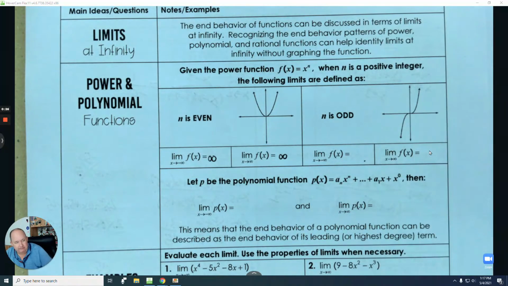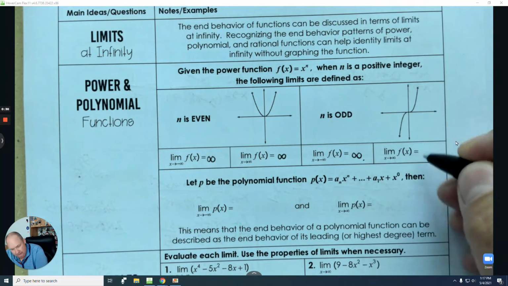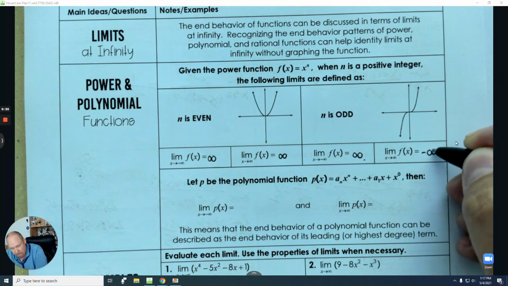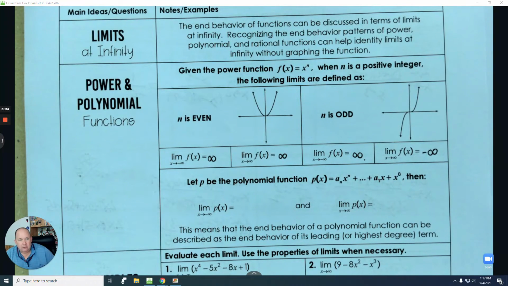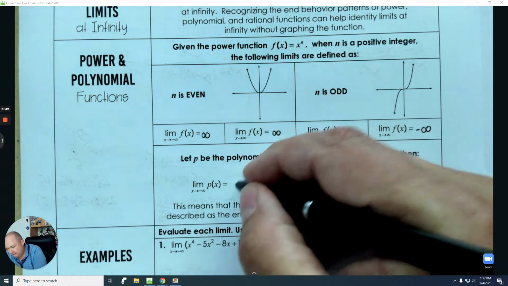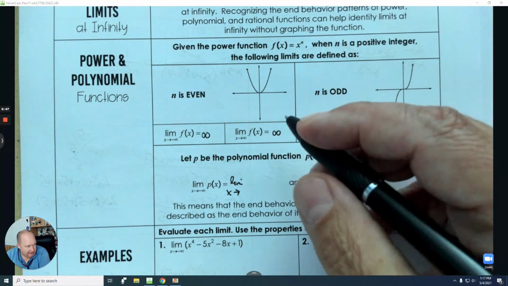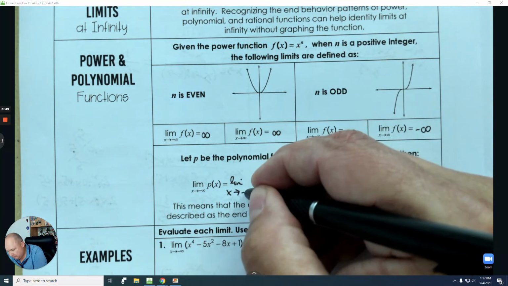In this case, if it's odd, one end goes up, one end goes down. If it's positive, the right end goes up and the left end goes down. So let P be that polynomial. Then, if you're thinking of a left end behavior, the limit as x approaches negative infinity of the power function.